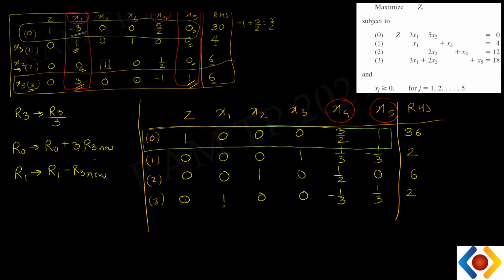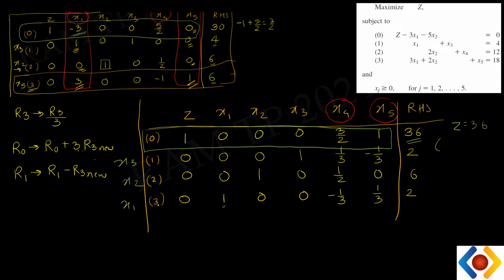Are you all clear about this? So what is the optimum solution? Z is equal to 36. We got the value directly. X2 is equal to 6, and X1 is equal to what? X3 is here. X2 is in this row, and we replaced X5 with X1. So X1 is going to be here.